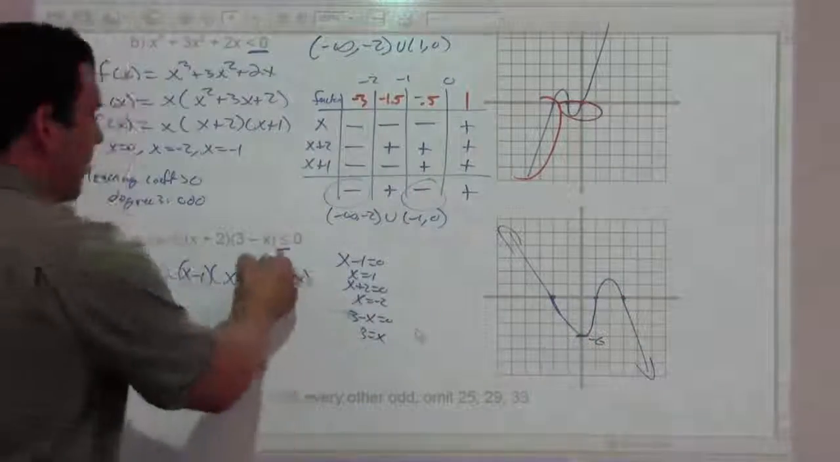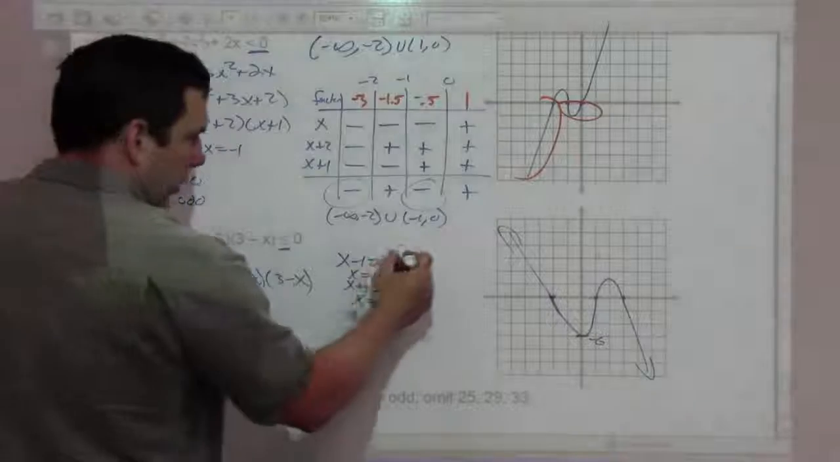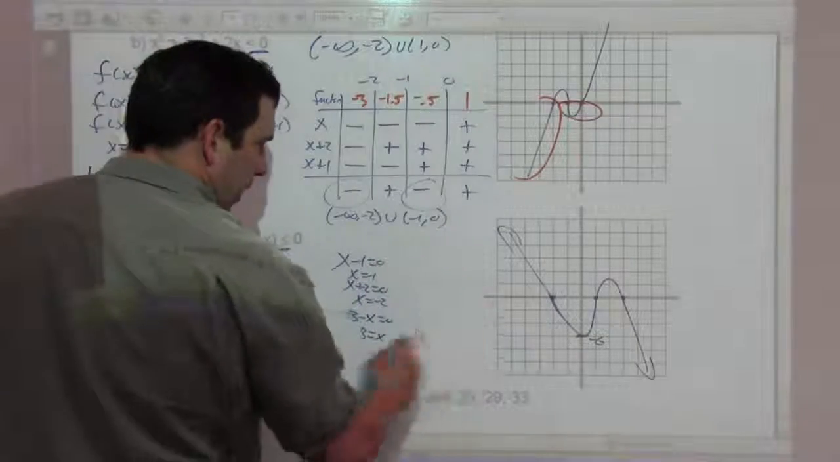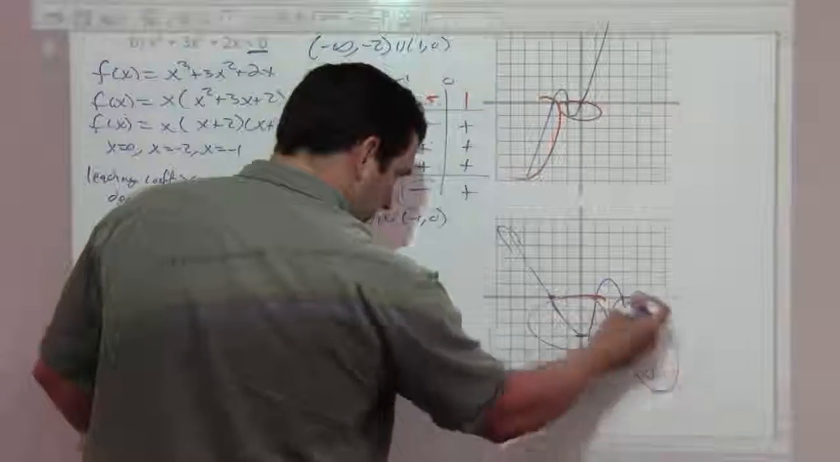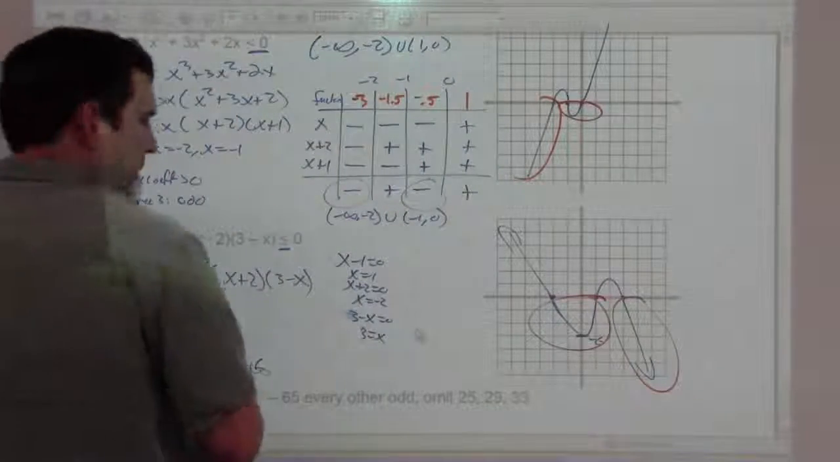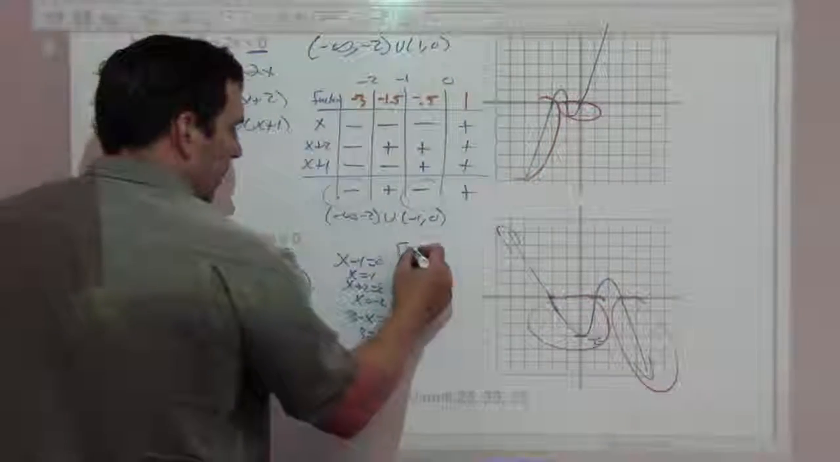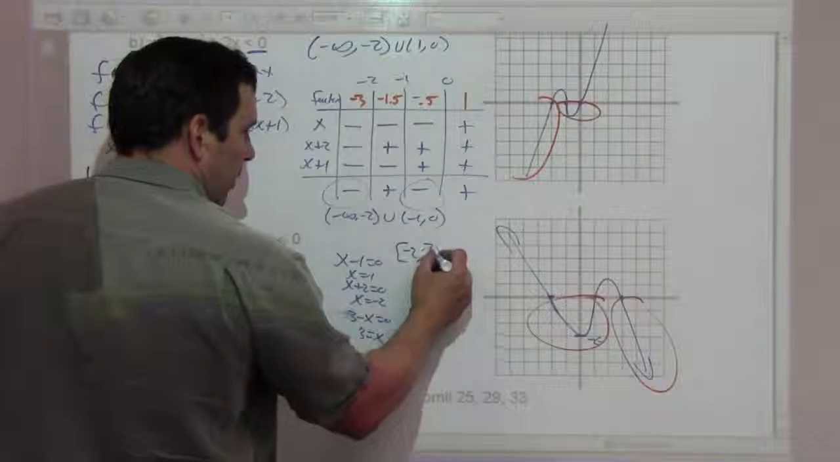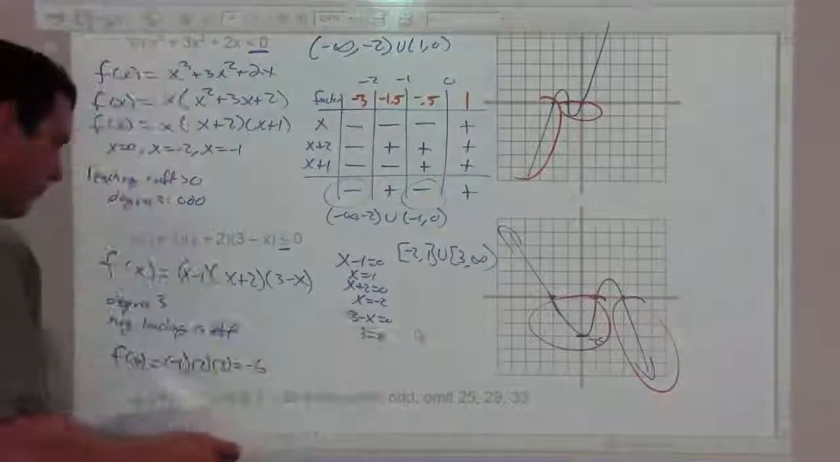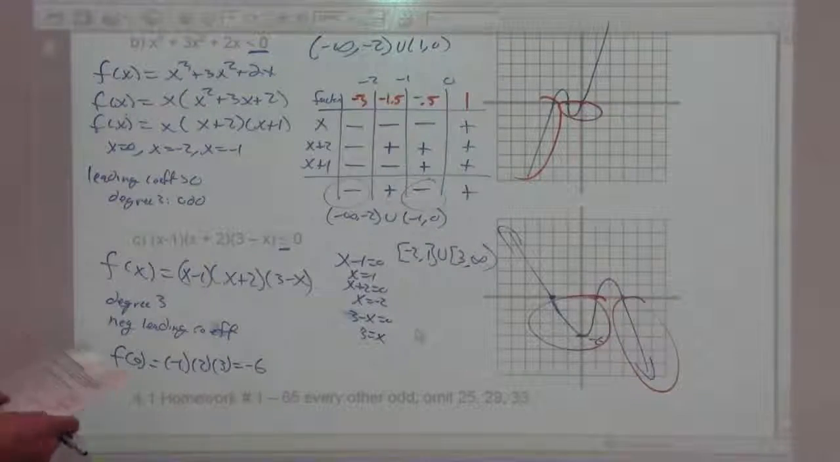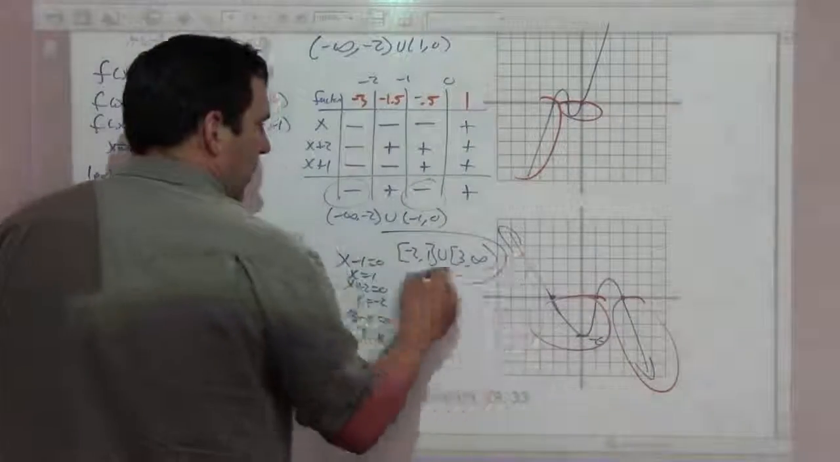So the question is, where is it going to be less than or equal to 0? On that region from negative 2 to 1, and then from 3 to infinity. So negative 2 to 1, from 3 to infinity. And I'm going to leave it like that.